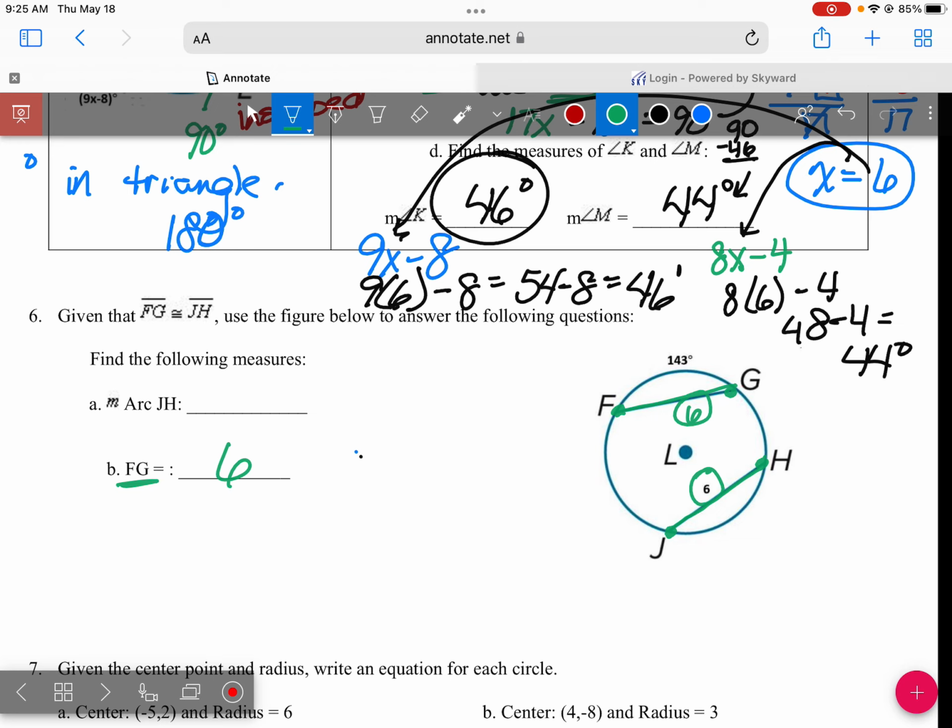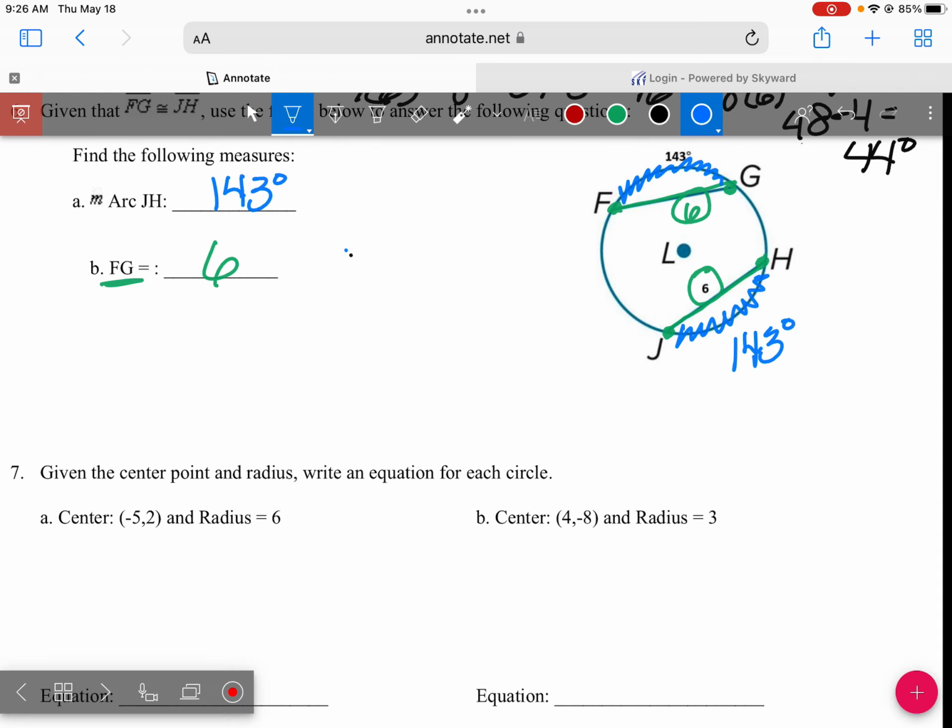Okay. Now, line segment FG, that is a chord. It has 2 points on the circle and it intercepts this arc, 143 degrees. If I rotate that, remember I talked about the eyeball and the cornea rotating around. What is the measure of arc JH? Right here. What's this going to be? Not 6. Yeah, 143 degrees. Okay. Any questions on 6? All right, let's go to 7.